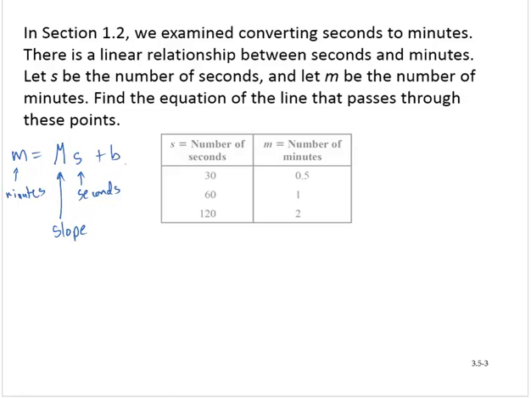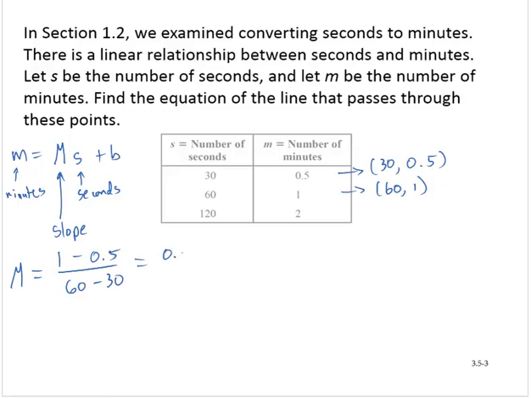Alright, so we have some points for data. If we think of those as ordered pairs, we have this ordered pair as 30, 0.5, and the second ordered pair as 60, 1, and we're told that there is a linear relationship, so let's find the slope. So then capital M would equal 1 minus 0.5 over 60 minus 30. And so that gives us 0.5 over 30.